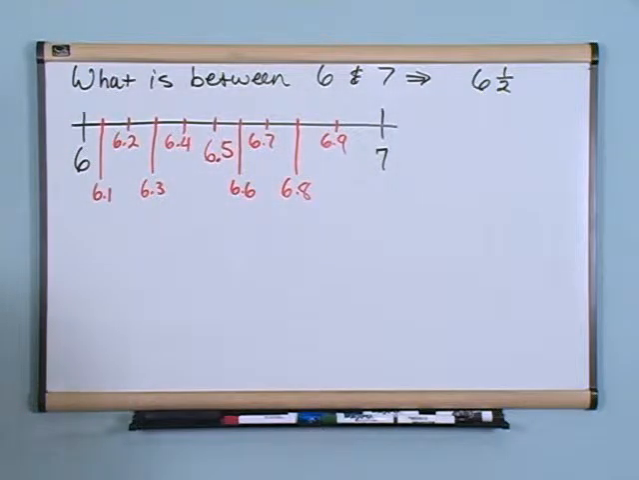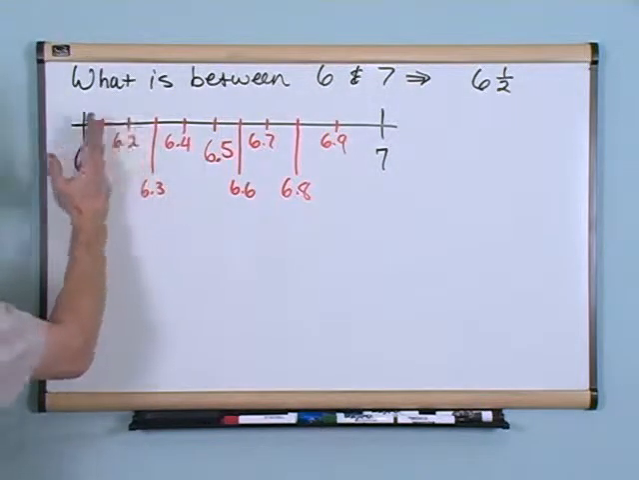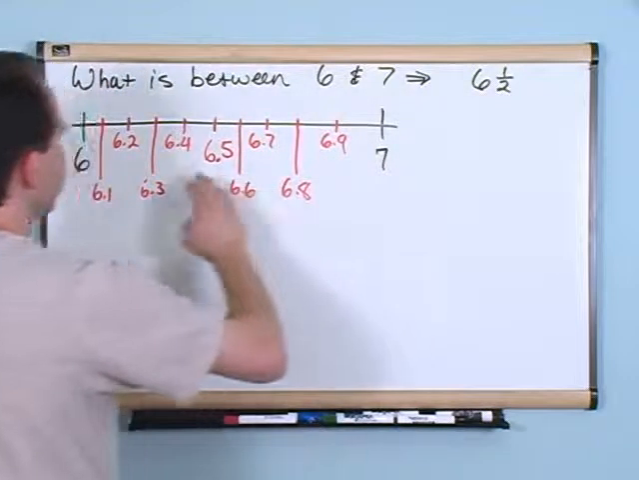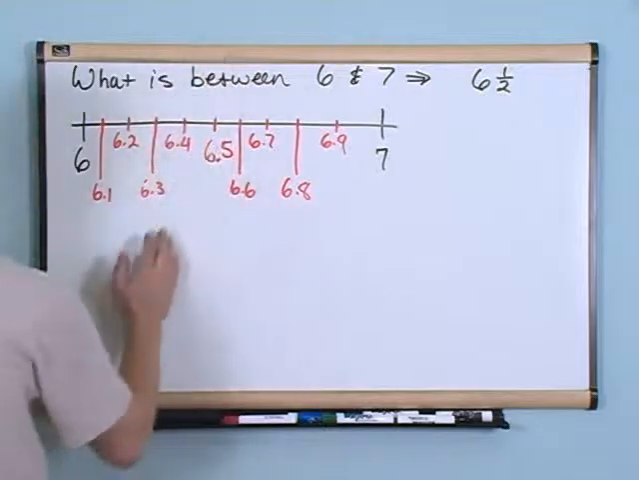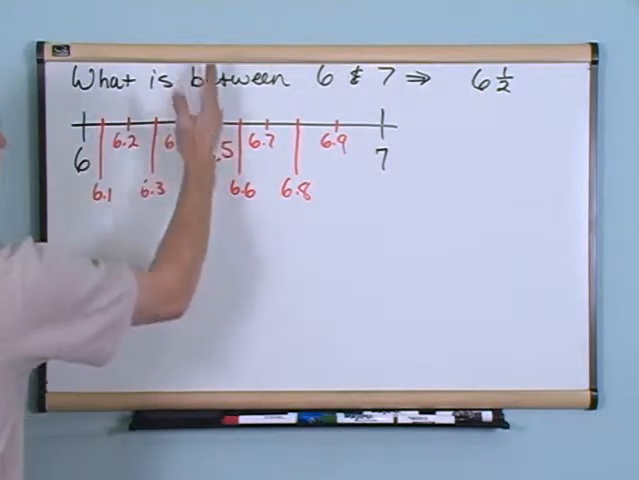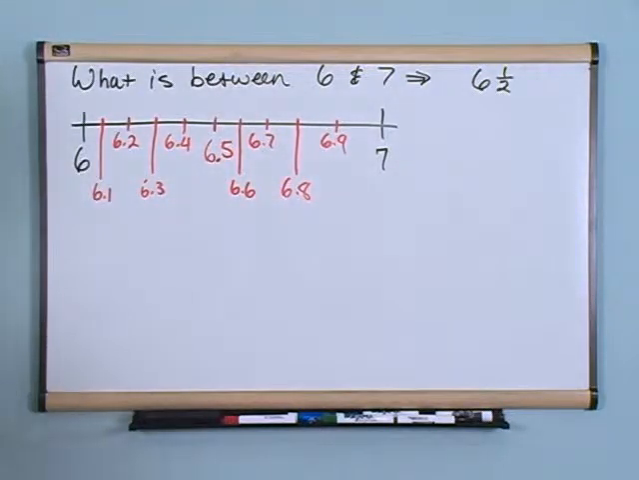So if I were to tell you, go give me 6.2 of something, well, you're going to know that 6.2 is pretty close to 6. It's not too close to 7. It's kind of over here. 6.5 is going to be right in the middle. Okay, 1, 2, 3, 4, 5. And that's kind of why it's 6½, and so on.